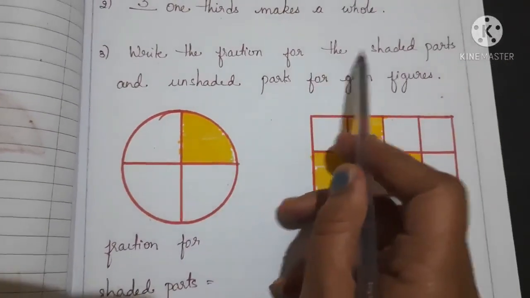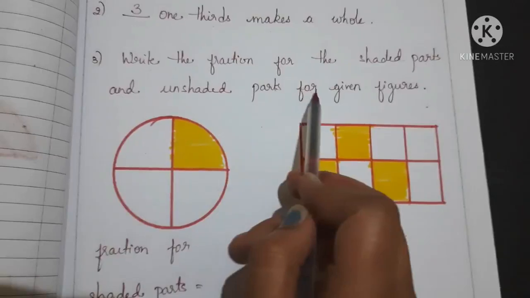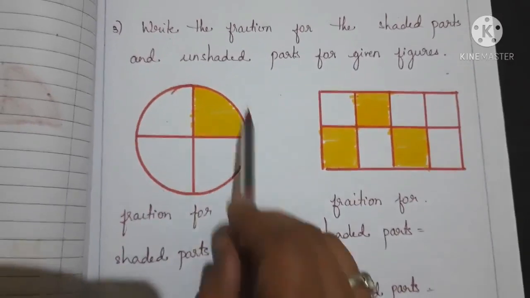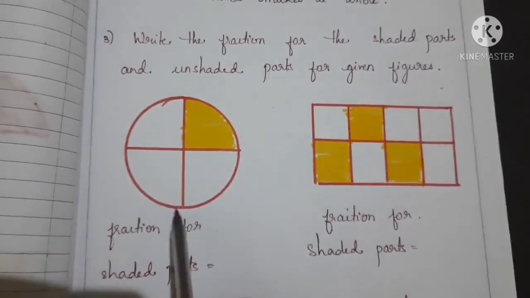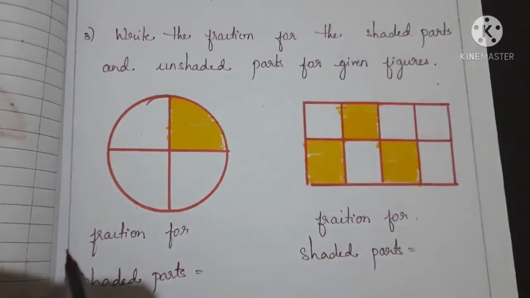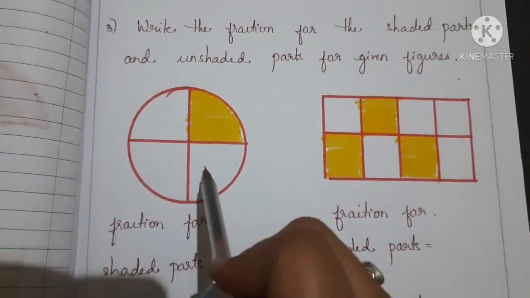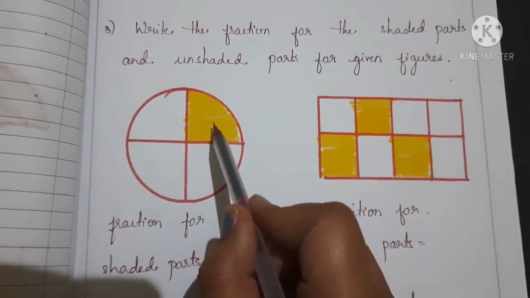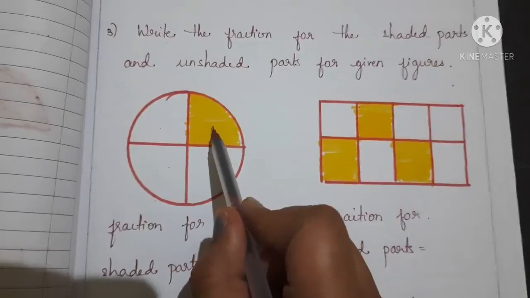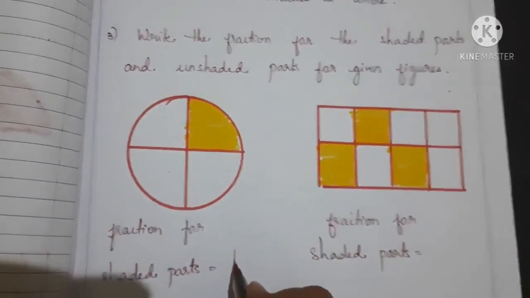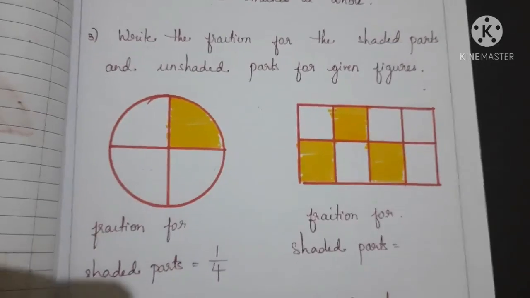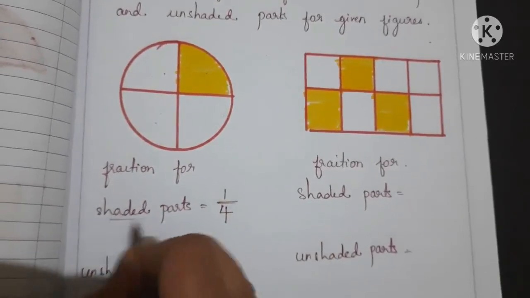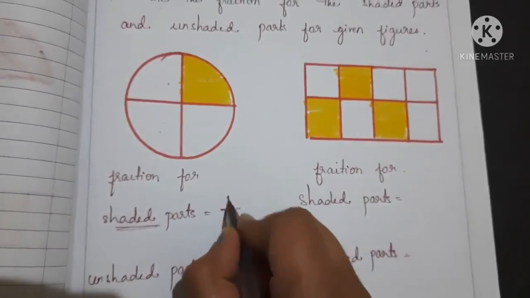Write the fractions for the shaded parts and unshaded parts for the given figure. Now let us write the fraction for this figure. This is a whole, right? It is divided into how many parts? 1, 2, 3, 4. 4 parts, right? Now, how many parts are shaded? Only one part is shaded. So, we are going to write it as 1/4. It's divided into 4 parts, and how many are shaded? Only one. So, we write 1.